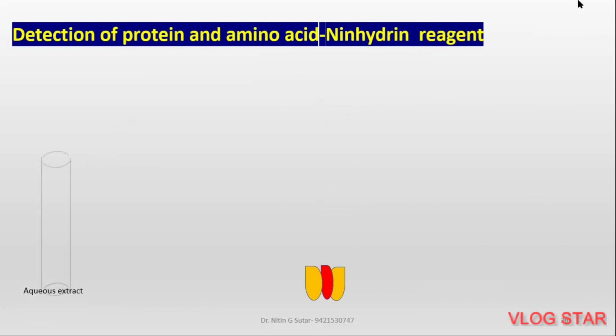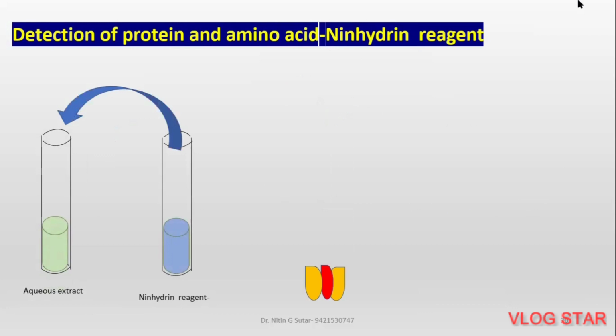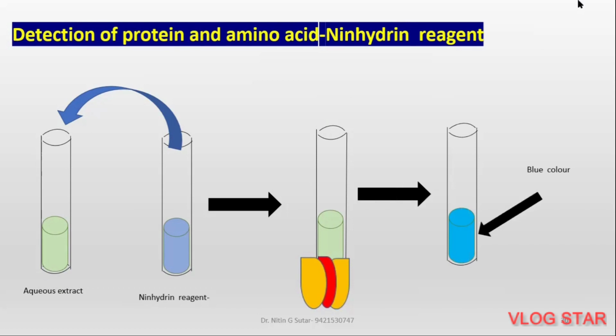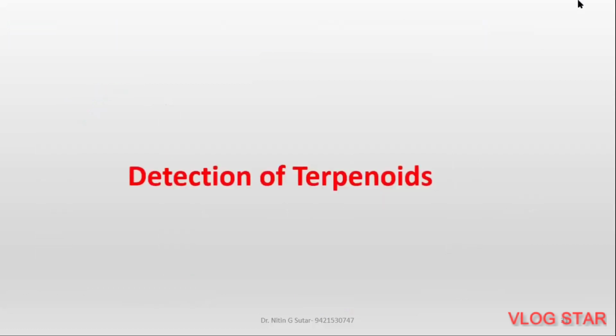Next one, ninhydrin test. You have to take aqueous extract. To that, you add ninhydrin reagent. Then, to this test tube of your aqueous extract where ninhydrin reagent is added, heat that mixture. Then you get a blue color that indicates amino acids are present, which is the confirmation test.